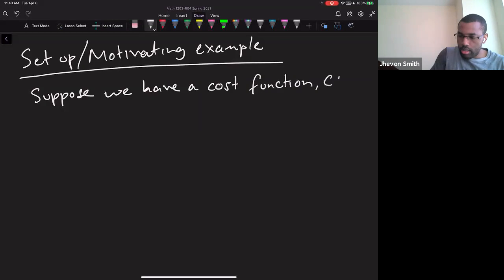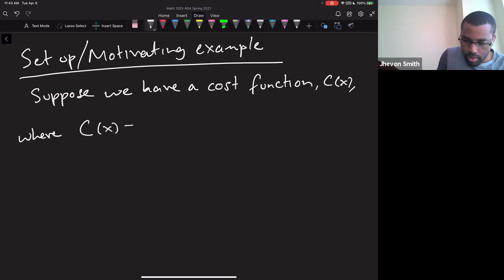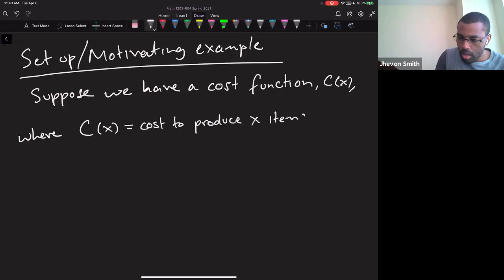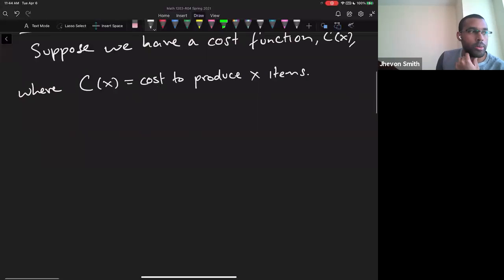We'll call it C of x, where C of x equals the cost to produce x items. Whatever money it takes you to make x things, the function C of x gives that. So it includes the labor, the materials, whatever.